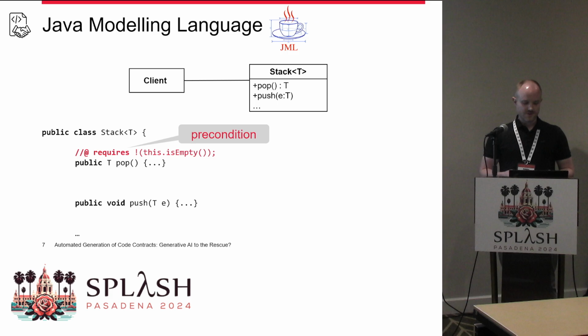For example, we have here a precondition that is annotated with the requires keyword, and it tells us that the pop method should only be called if the stack is not empty. Or as another example of a postcondition, we can write an ensures annotation and say, okay, if we push an item to the stack, then afterwards the stack should not be empty, obviously, and the element that we just pushed should be on top of the stack.